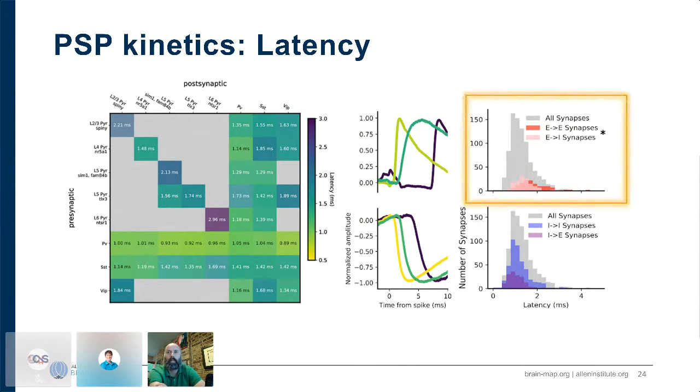You'll note that the excitatory to excitatory synapses generally have a longer latency than the excitatory to inhibitory synapses. In this matrix, in our data set at this time, all excitatory to excitatory connections are recurrent connections, that is, connections restricted to the same layer and the same excitatory subclass.